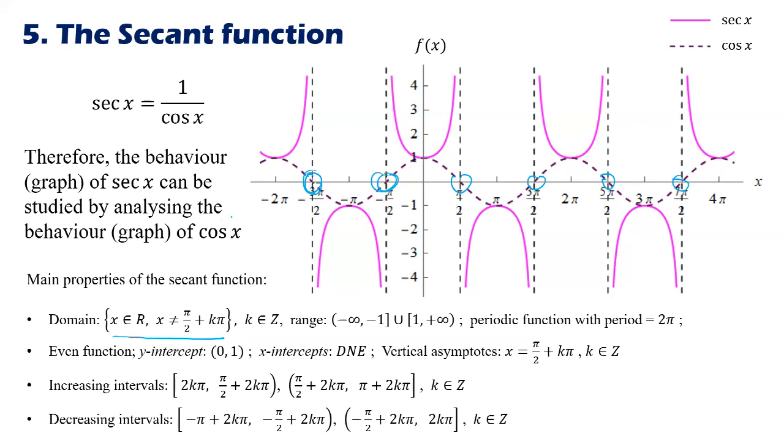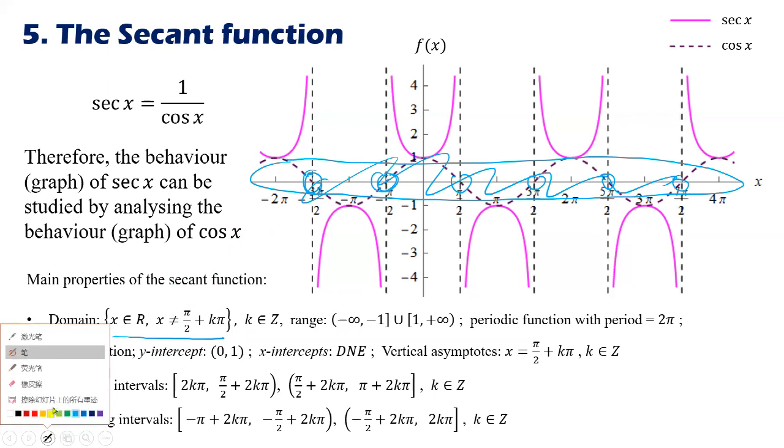When the terminal side of the angle is on the y-axis, cosine x is 0. That makes the denominator 0. So that means the function cannot be defined there, right? Okay, again, the range is negative infinity to -1, union with 1 to positive infinity. So there are no values in between -1 and 1, right? Which is similar to cosecant x.